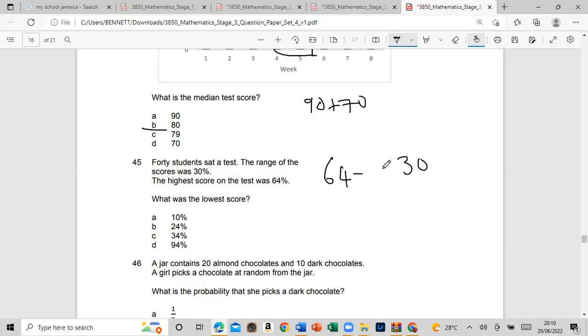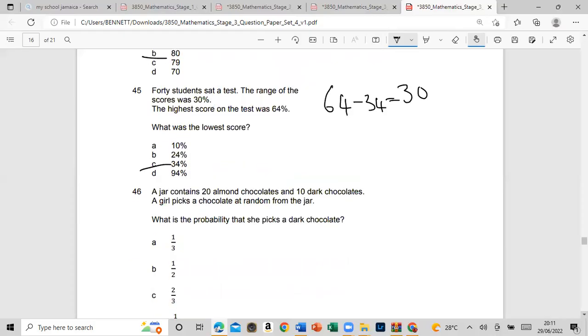Give it 30. There were 40 students at a test. The range of scores was 30%. The highest score on the test was 64%. What was the lowest score? It has to be 34. I don't need to get 30, right? Go from that, yeah. All right.